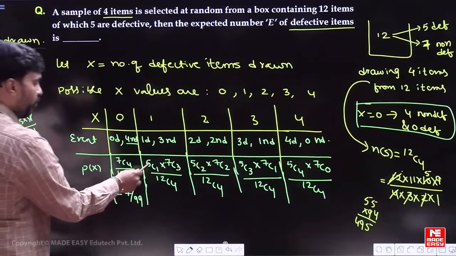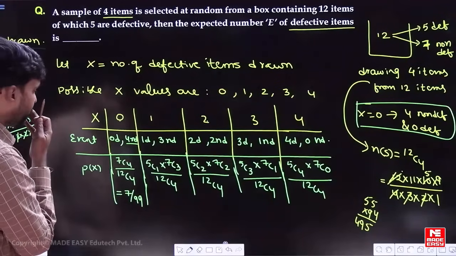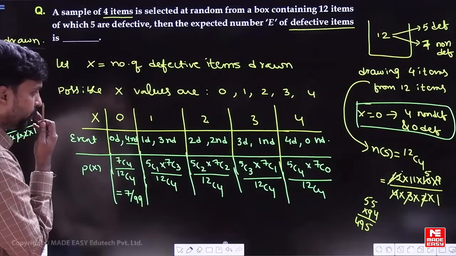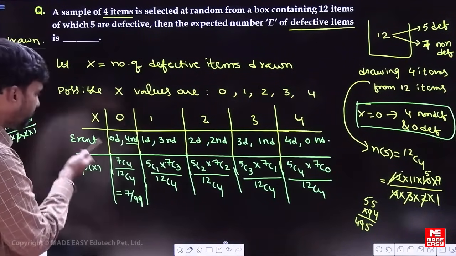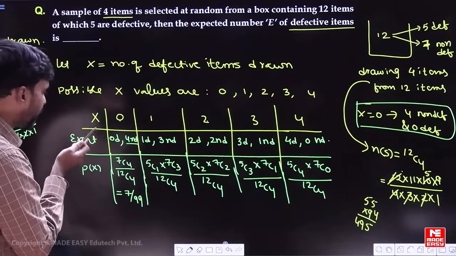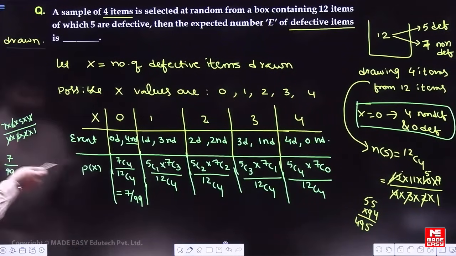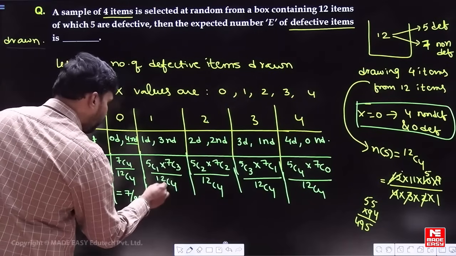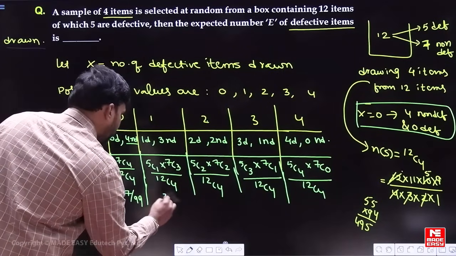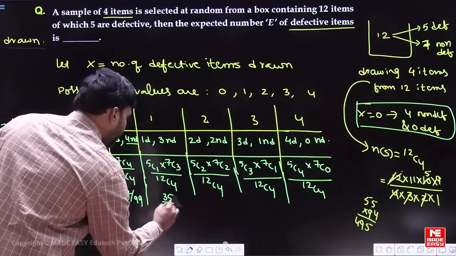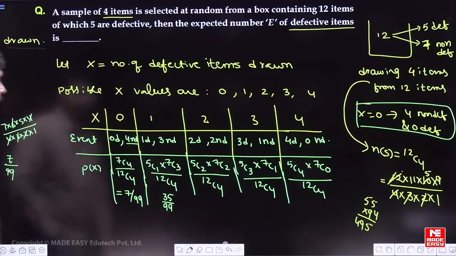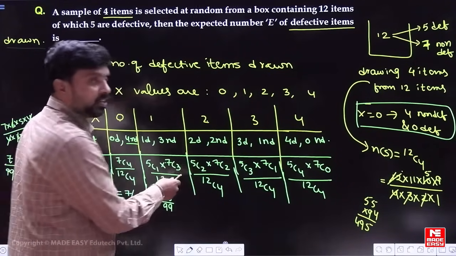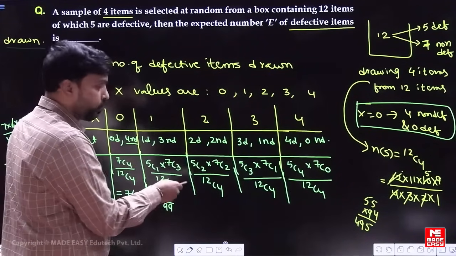And here also that 5 gets cancelled, 495 में 5 cancel हो जाता है, so that is 99 and 7C3. 7C3 is also same as 7C4, right or not? So 7 into 5, 35 here. ये होता है 35 by 99 here. And coming to this, it is 5C2 into 7C2.